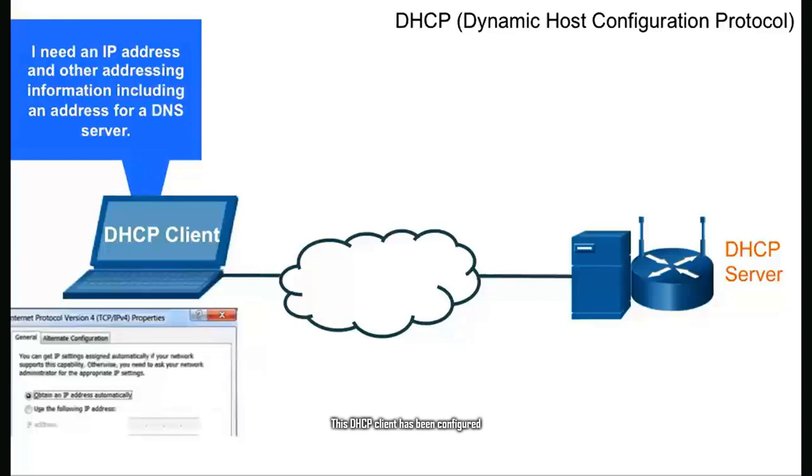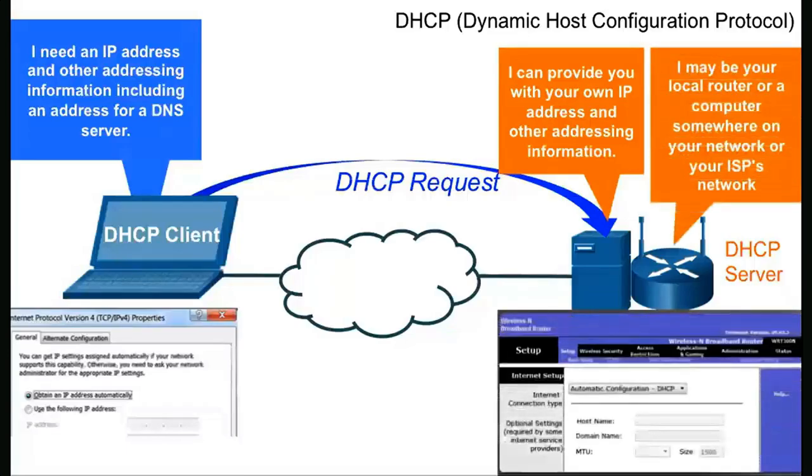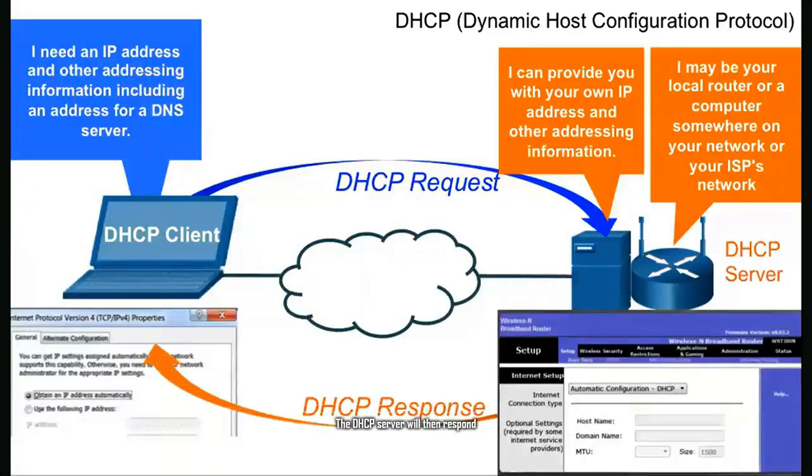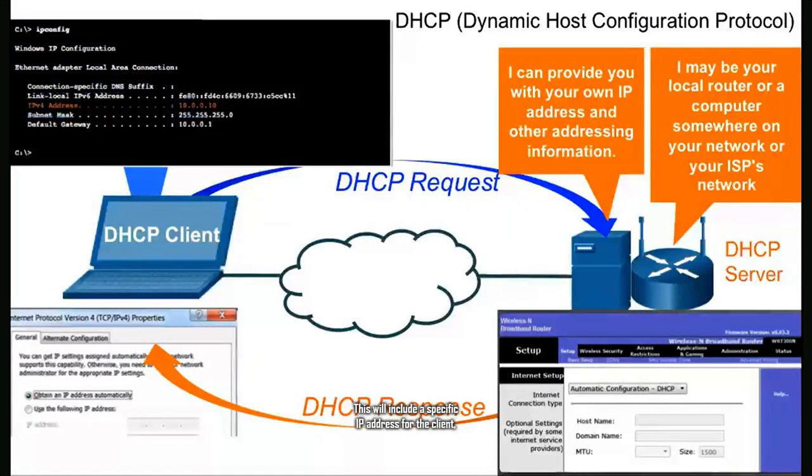This DHCP client has been configured to obtain its addressing information automatically from a DHCP server. This is the default on most user computers and devices. The DHCP client sends a DHCP request message asking the DHCP server for this information. The DHCP server may be a local router or a server computer. The DHCP server will then respond with the appropriate addressing information. This will include a specific IP address for the client and can also include an address for the default gateway and a DNS server.